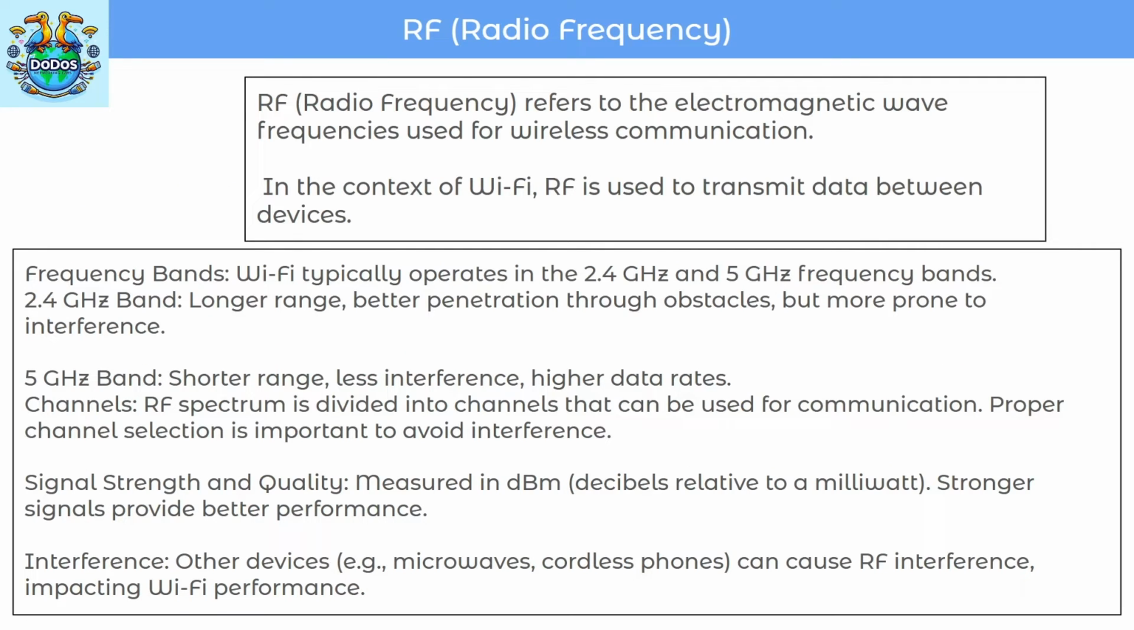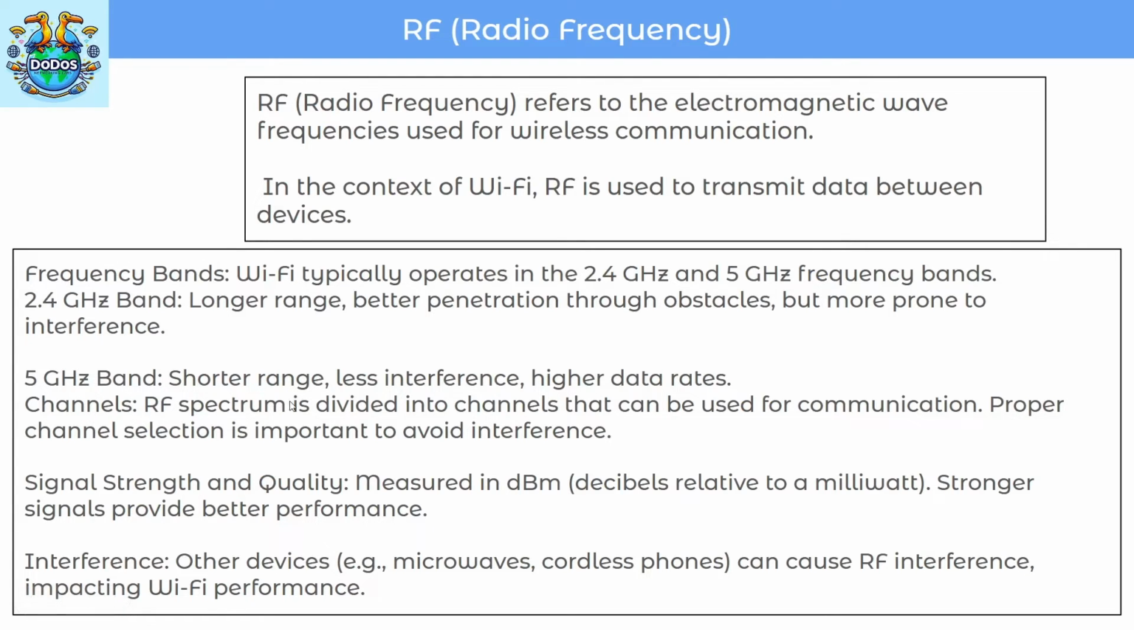Radio frequency, or RF, refers to the electromagnetic wave frequencies used for wireless communication. So in the context of Wi-Fi, it's used to transmit data between devices. There are frequency bands, which will be covered, where Wi-Fi operates in the 2.4 GHz and 5 GHz frequency bands. The 2.4 GHz band has longer range and better penetration through obstacles, but it's more prone to interference. The 5 GHz band has shorter range, less interference, and higher data rates.